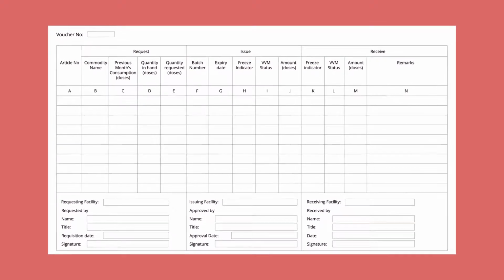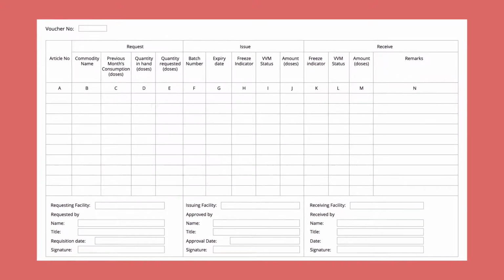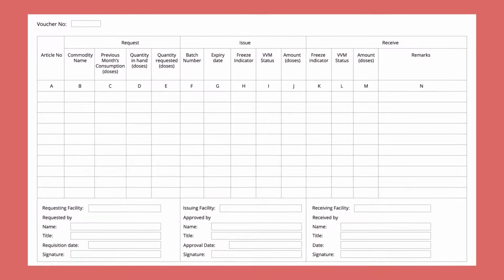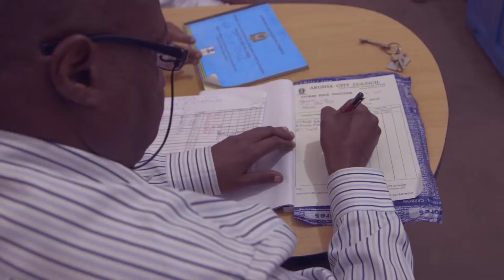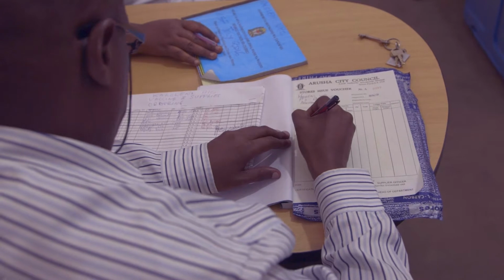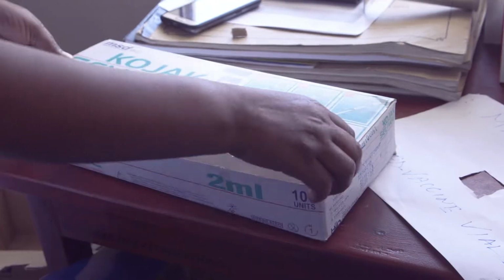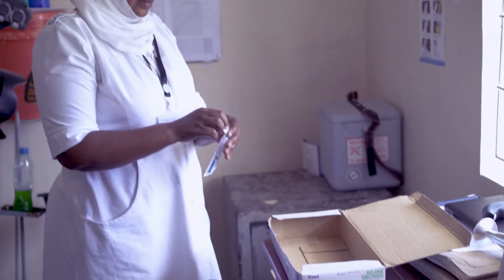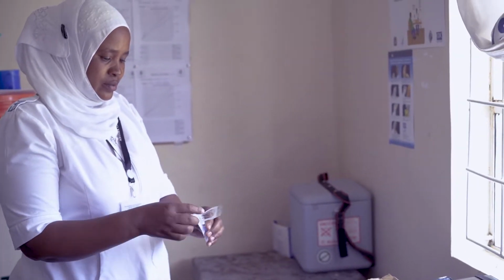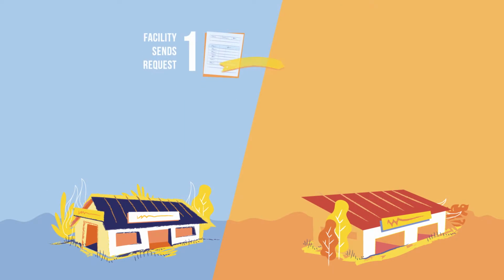Here is an example of a voucher. Let us practice filling it out by imagining a situation where a health facility needs supplies. In this practice scenario, we will demonstrate how a health facility would make a request for supplies. But even if you were a district officer making a request for supplies, or a regional office, you would follow the same steps. So, imagine you're in a health facility, and the stock of AD syringes has reached the minimum level. These are the steps to follow.